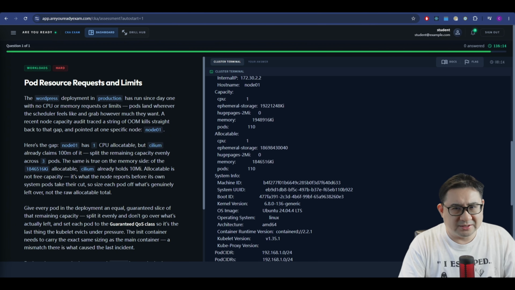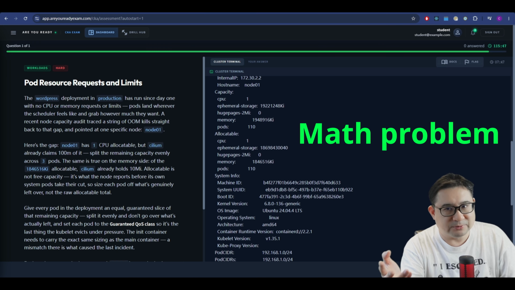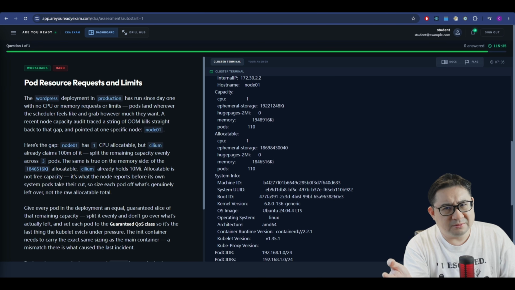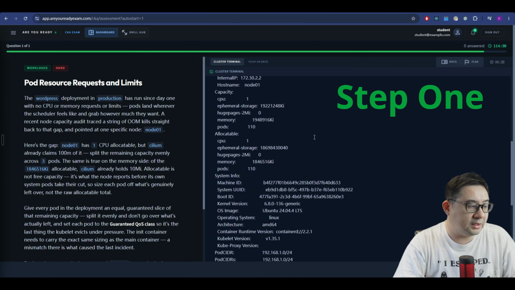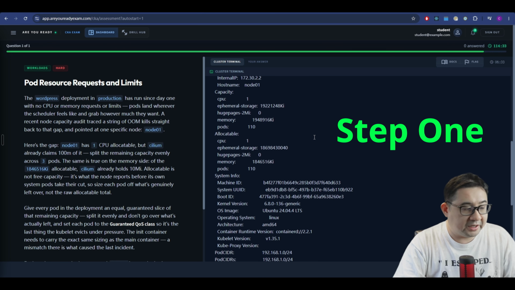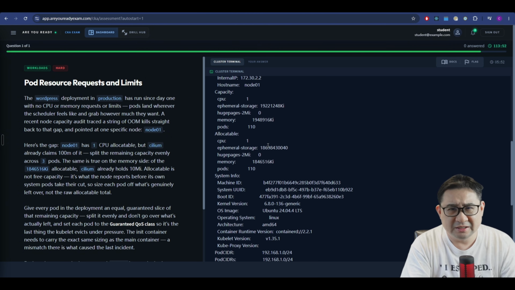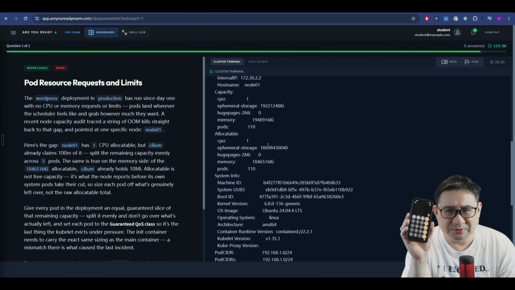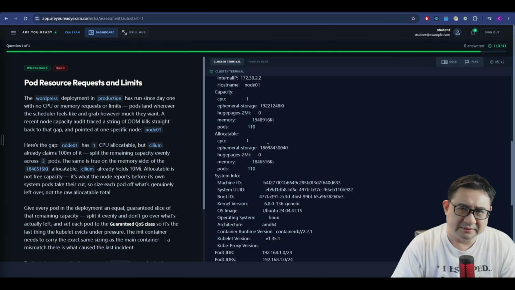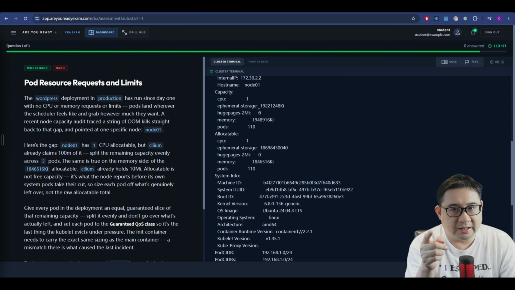So your brain immediately thinks division, right? It's actually a 3-step subtraction problem. If you get it wrong, your pod is going to be stuck in pending. So step 1, read the node. Allocatable shows 1 CPU and 1.8 million KB. Under the exam pressure, you cannot pull out your calculator, and don't try to do it in your head either. I'm going to show you how to calculate that in the terminal.